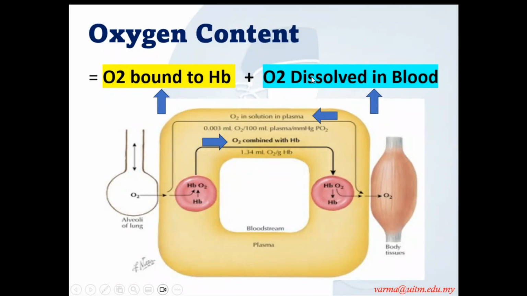Next, dissolved oxygen. How much oxygen can be dissolved in blood? It's very little: 0.003 mL of oxygen per 100 mL of plasma per millimeter of mercury of oxygen, which is the partial pressure of oxygen. When dissolved, we have to talk about the partial pressure. We'll come to this again. Remember that oxygen is present in two forms, either bound to hemoglobin or dissolved in blood.